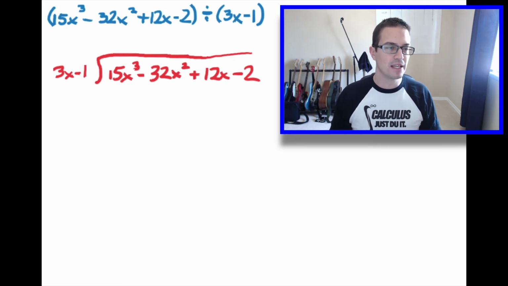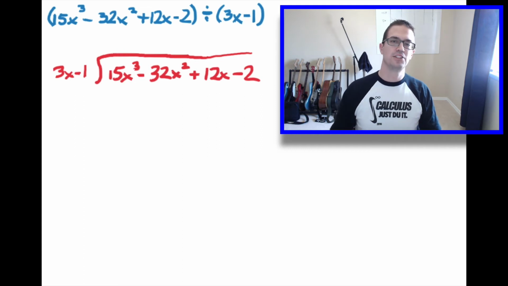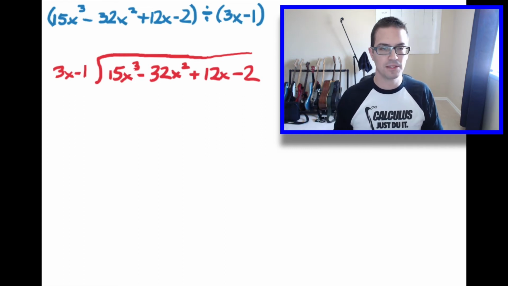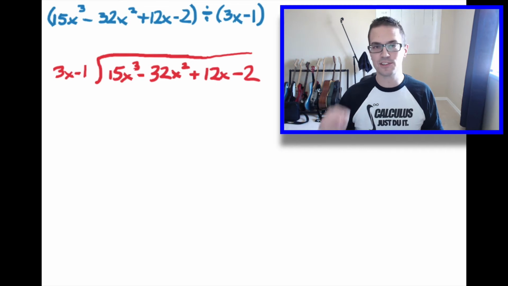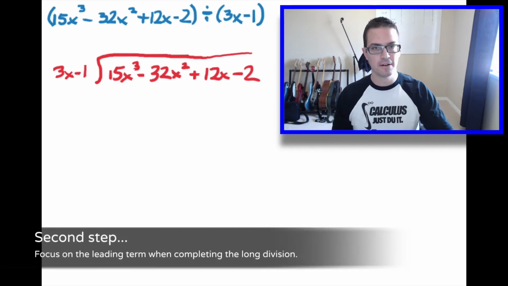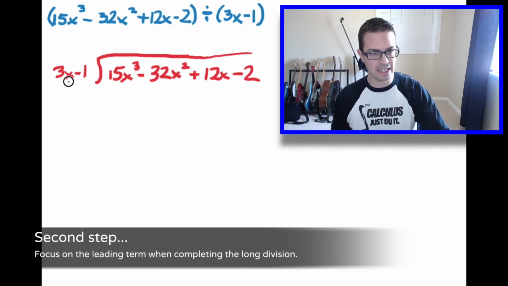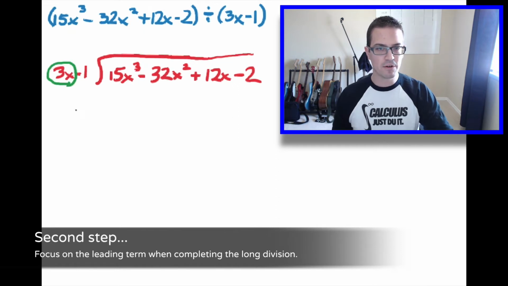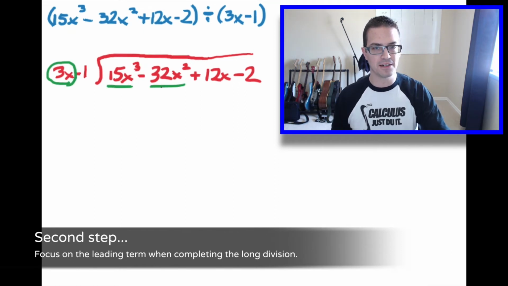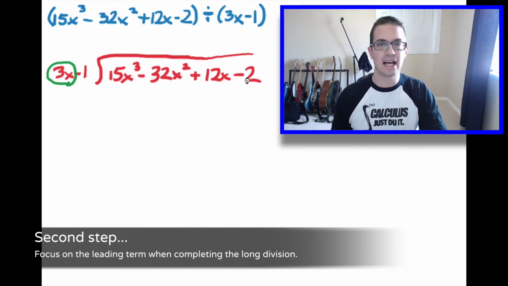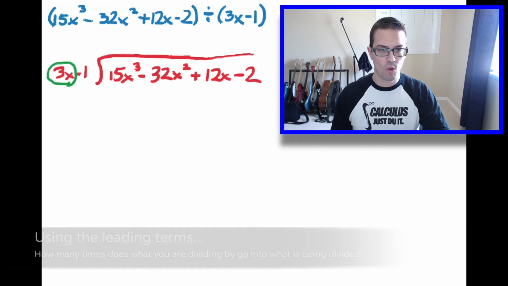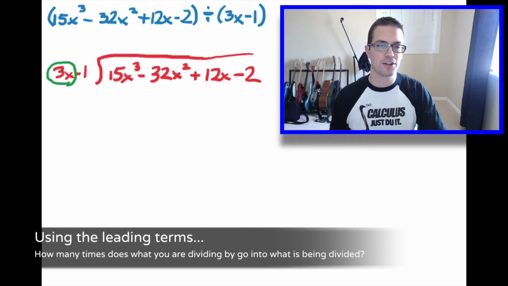Now from here, just like long division in elementary school, you're basically just looking at that leading term each time. So that's what we're going to be doing for this polynomial. We're always going to be looking at this 3x right here, and then we're going to be going through each individual term here, here, here, and here in order to do the long division. So let's start with the first one, this 15x to the third. You just want to think, how many times does 3x go into this 15x to the third?